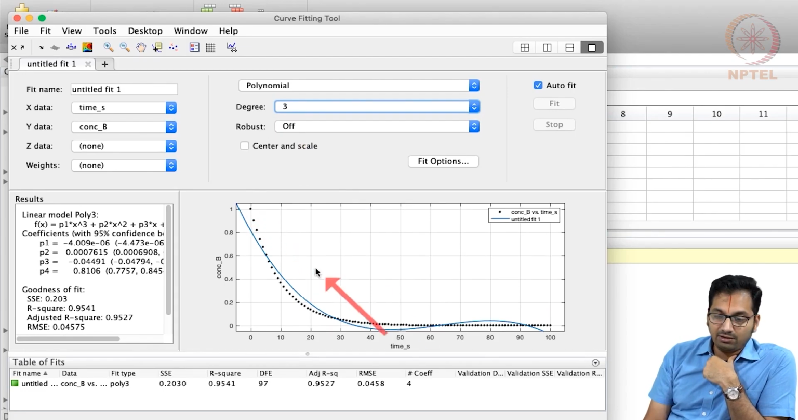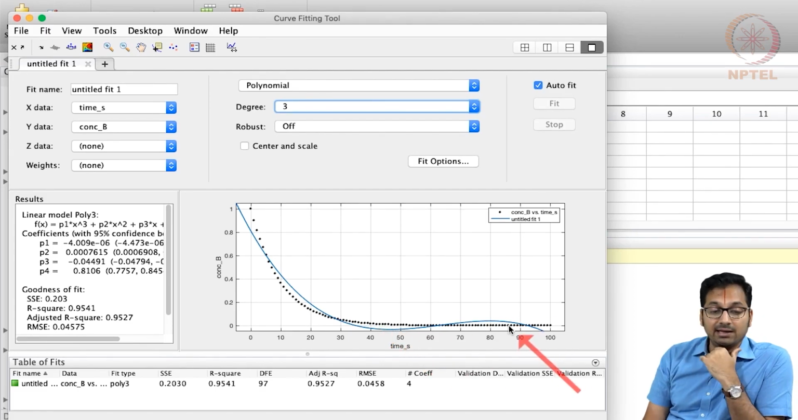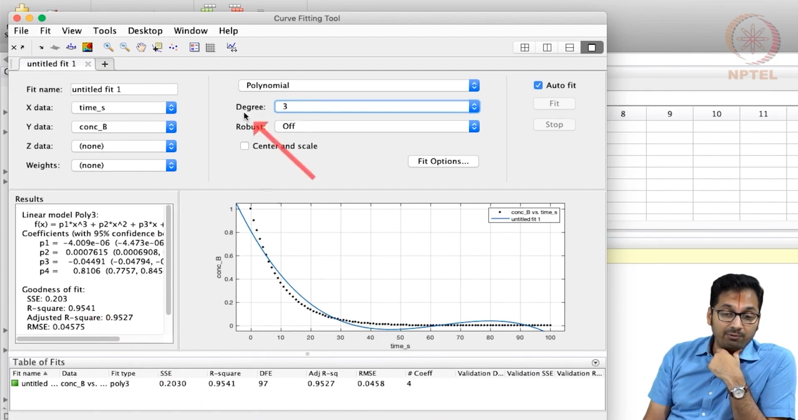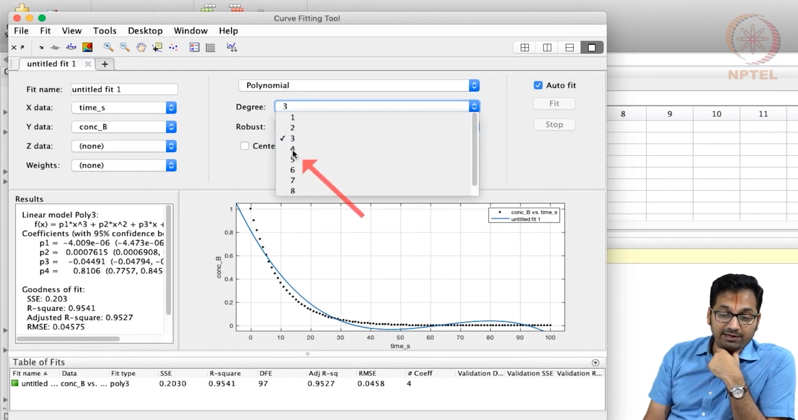Aha, now we are starting to get closer, but you are clearly able to see differences. Some of the data points are above the curve and some are below the curve. Not systematically, they are actually off on either side of the curve throughout the experiment. The R square has now become 0.9541. Let's keep on increasing and see what ends up happening.